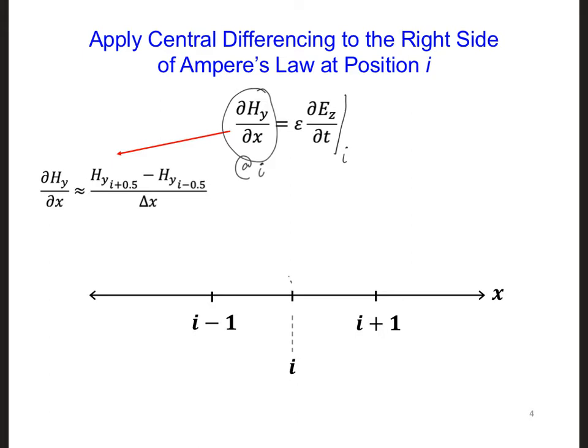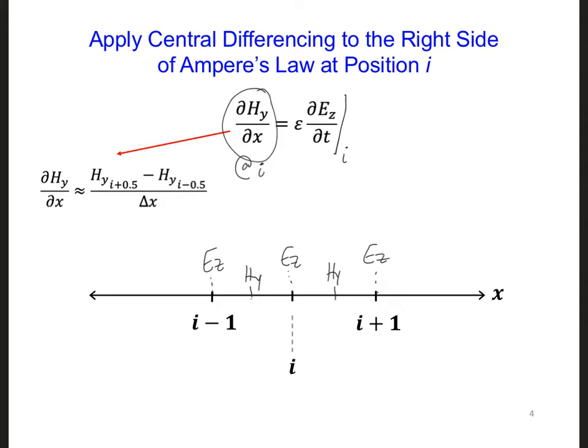So we would have an EZ here, and one grid cell over, we'd have another EZ, and so forth. So if we put this together with the HYs that we've positioned for the left side of the equation, we put those at half integer indices so that we could determine the partial derivative with respect to space at position I. So now we have those at half integer spatial indices.